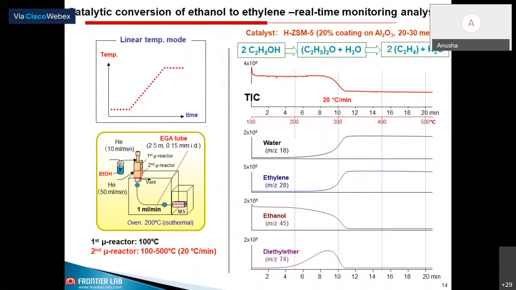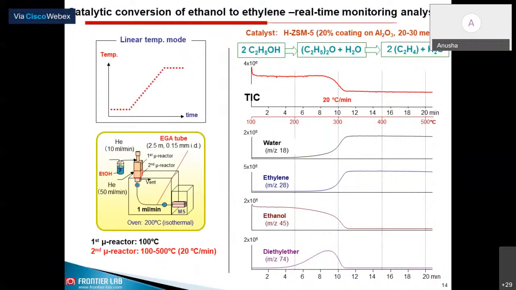This is the result of the real-time online monitoring analysis of the catalytic conversion of ethanol to ethylene using the HZSM5 catalyst. That is the catalyst we used here. When I talk about the catalyst, it is the one that went into the catalyst tube and sat in the second reactor. As you can see on the left side, all the parameters and the instrument details are clearly mentioned.